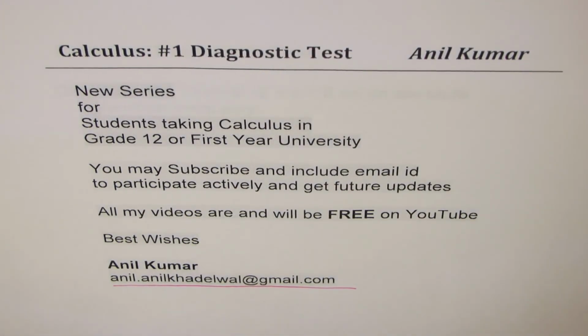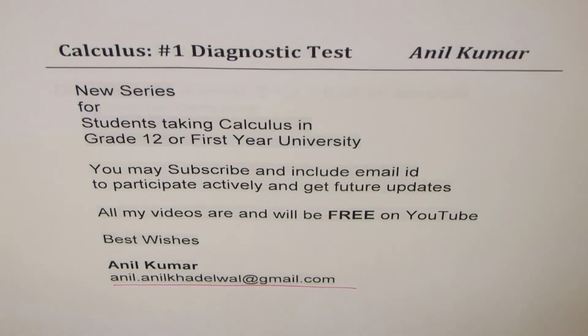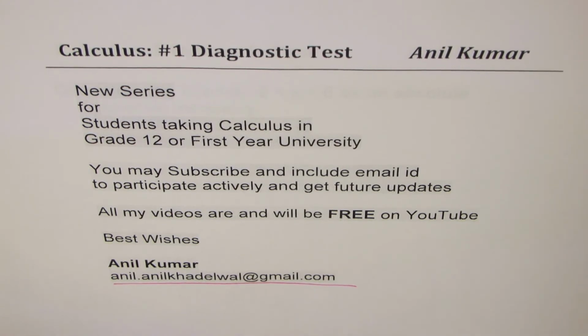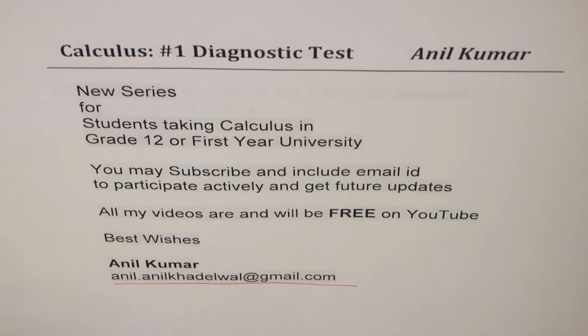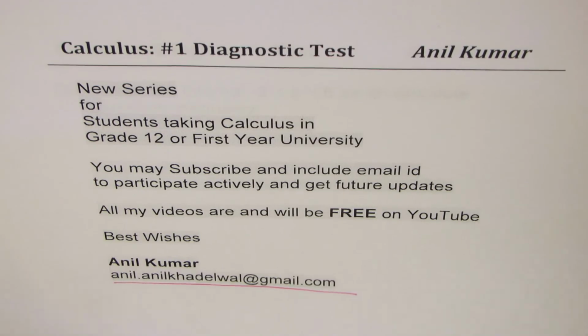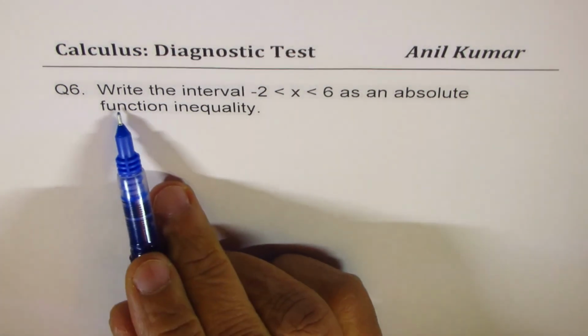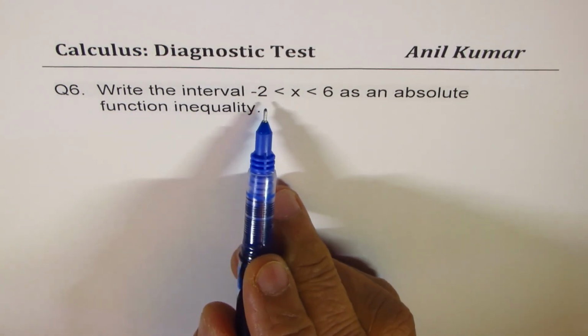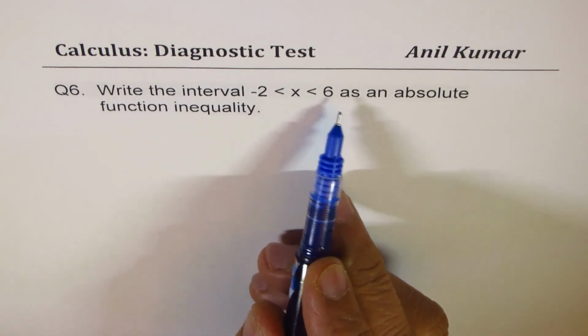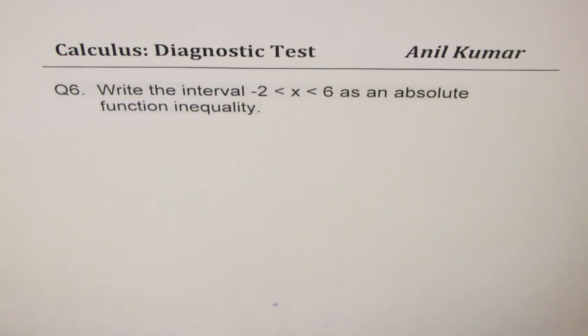Now, let's begin with part 2 of this series on calculus. We are doing a diagnostic test. We answered the first 5 questions in part 1. Now, here is question number 6. Write the interval minus 2 to 6 as an absolute function inequality.